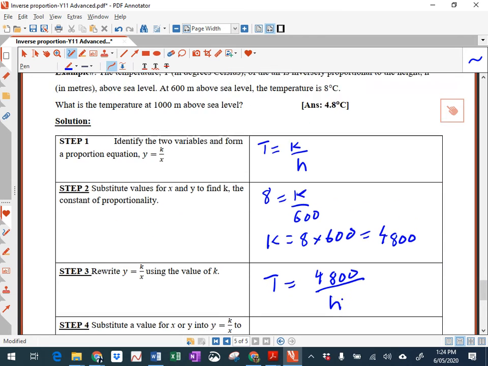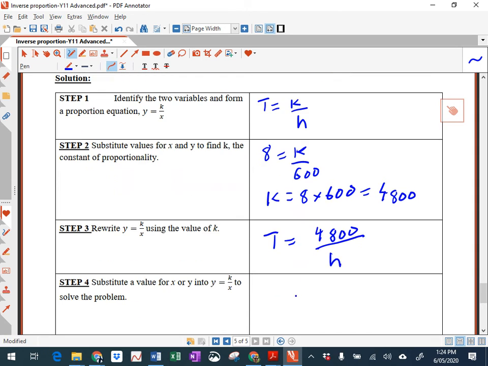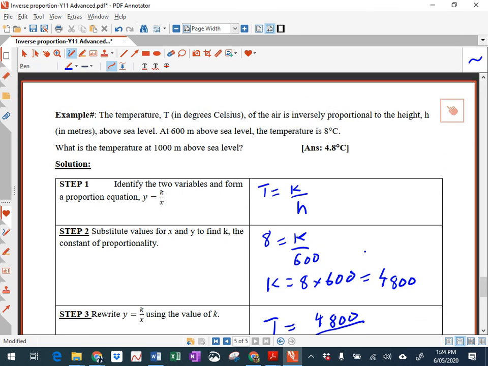And now I can answer the question. The question says, what is the temperature at 1,000 meters above sea level? Okay, so that means I'm going to put in T equals 4,800 divided by 1,000, and that'll be 4.8, and put your units, degrees Celsius. Okay, check we've answered the question, and we have.